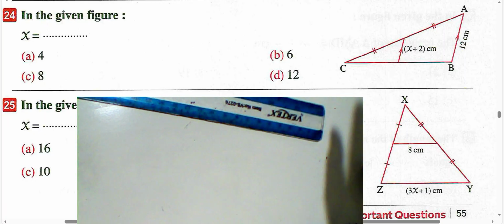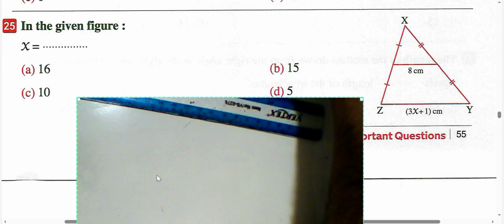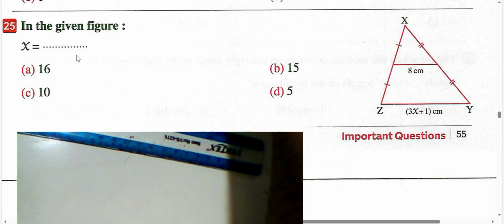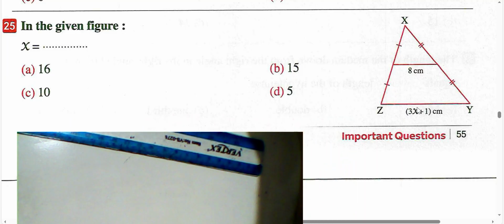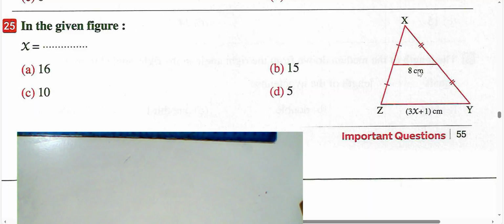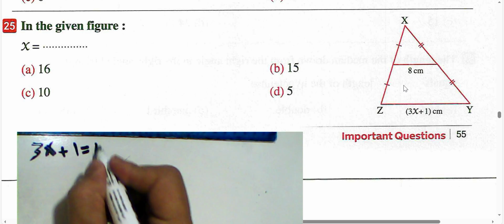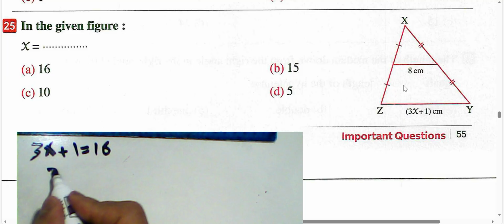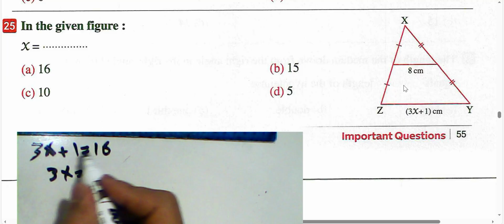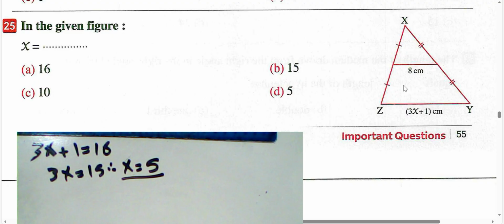Next question. Number 25. The given figure, he wants to find the length of x. We know a line segment joining two midpoints we call a mid segment. Then the line segment XZ will be twice 8, which is 16. Then we can write the equation 3x plus 1 equals 16. Solving this equation, 16 minus 1 is 15, and then divided by 3, the value of x will be 5.